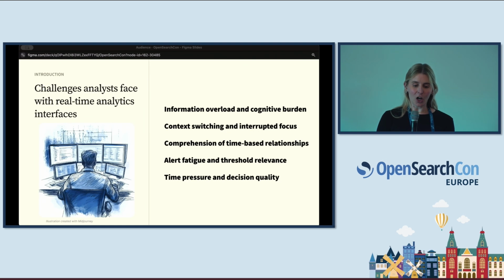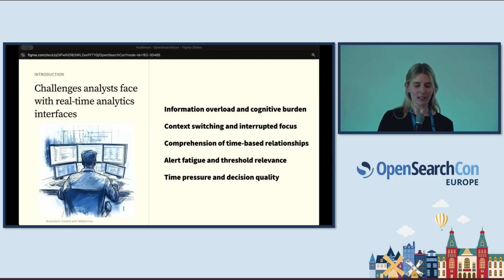Another big one is context switching and interrupted focus. Real-time interfaces frequently demand attention through alerts and notifications. Continuous alerts interrupt deep work, reducing productivity and increasing errors. Users develop a notification numbness where they begin ignoring alerts entirely after too many interruptions. Context switching between analytical thinking and reactive response diminishes performance in both modes, and the pressure to respond immediately creates stress that impairs decision-making quality. For example, a network operations center analyst monitoring real-time security alerts might miss a genuine threat after being desensitized by numerous false positives throughout their shift.